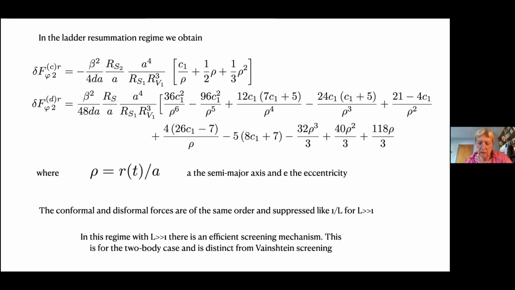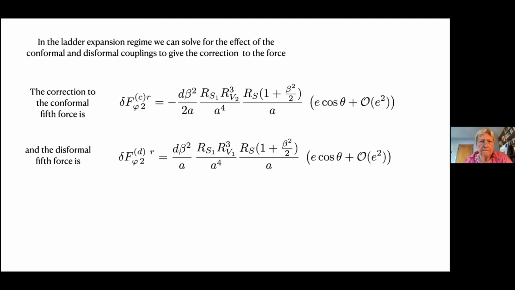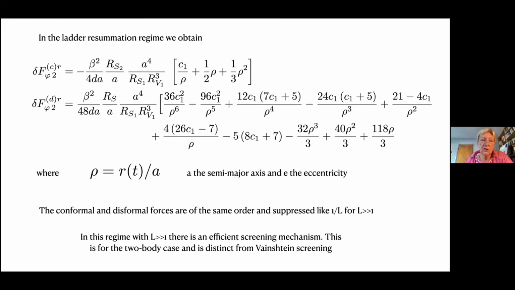I think I said something wrong there. In the ladder regime, these are the corrections, and this is what we had before. In the resummation regime, the corrections to the conformal fifth force and the disformal fifth force depend on these parameters. Rho is R over the semi-major axis. And in the resummation regime, both the conformal and disformal fifth force is suppressed by RS R cubed V.